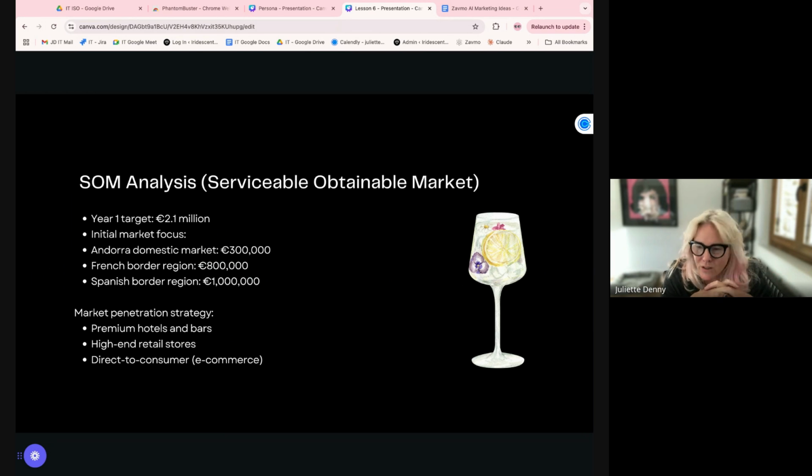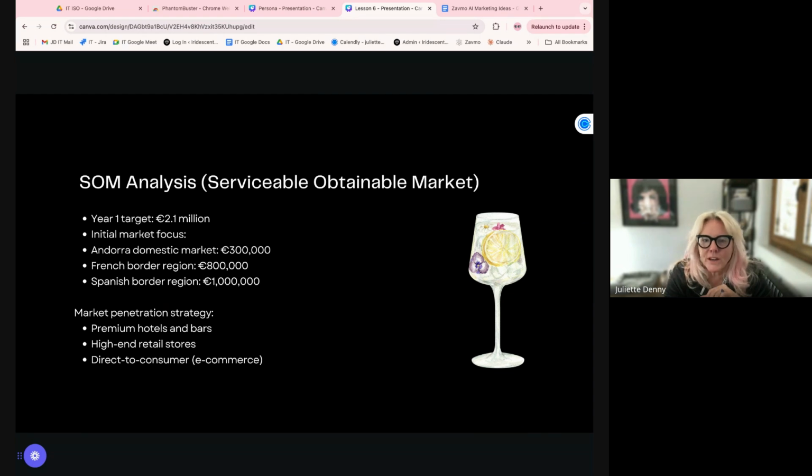We're going to try and do 300K in Andorra. We're going to try and do 800K in the border region. And because the Spanish absolutely love gin, and we've got Barcelona relatively nearby, we reckon we're going to do 1 million in Barcelona, and they love their gin.